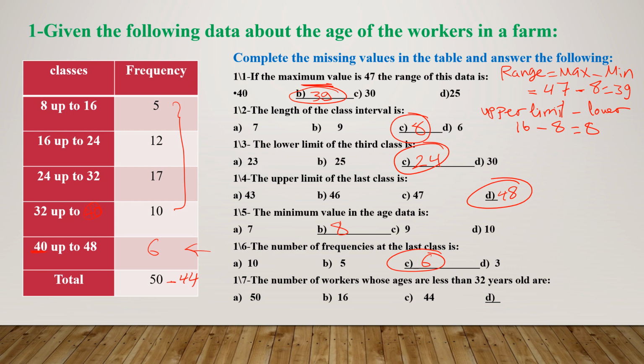The number of workers whose ages are less than 32 years old: less than 32 years means 5 plus 12 plus 17, and this equals 34. So the correct answer is D, as this is the frequencies for the first three classes.